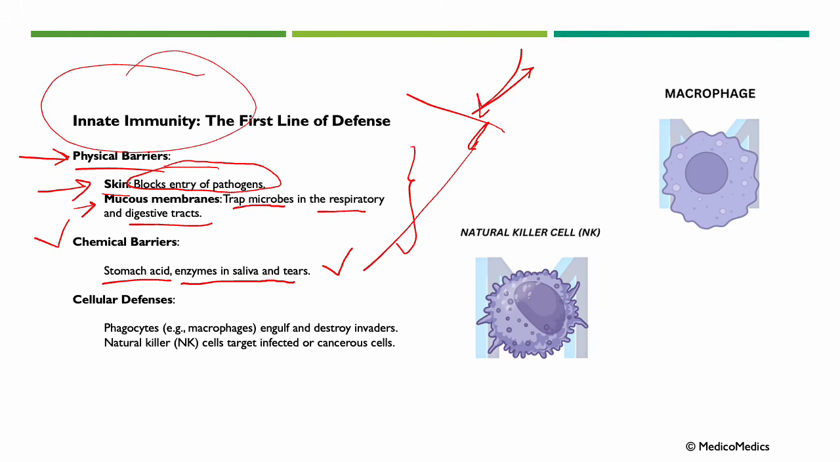But then we have cellular defenses. These include phagocytes like macrophages that engulf and destroy invaders. We also have natural killer cells that target infected or cancerous cells. So innate immunity, as suggested by the name innate, you're born with it, is like the body's first responders. The skin and mucus are barriers, while specialized cells, like in our cellular defenses, act like firefighters. They go to the site of an infection to eliminate invaders quickly.